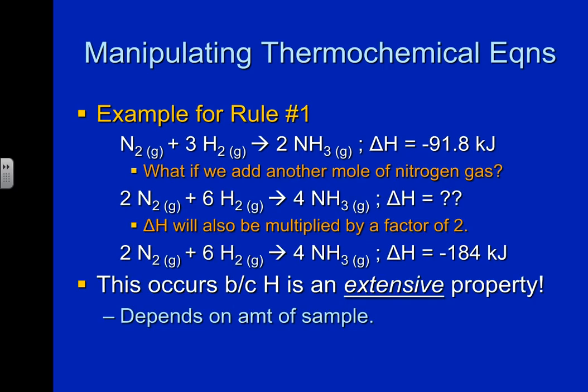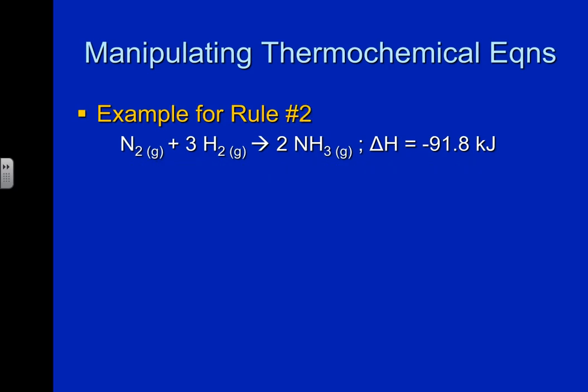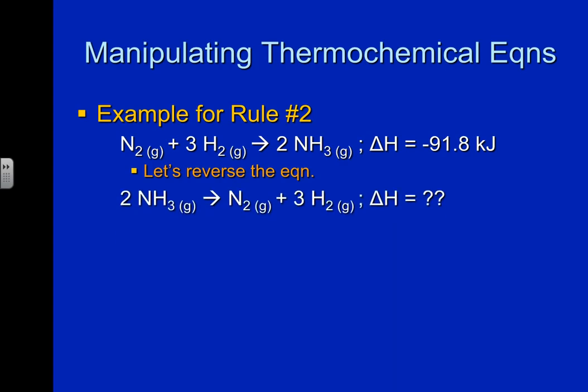Extensive. All right, so example for rule 2, we're going to deal with the same exact equation, but let's say we want to run it backwards. Let's say we made a whole bunch of ammonia, but oh man, we need nitrogen gas and hydrogen gas now. I don't know why we would do that, but maybe we do. So we have to reverse the equation. So here we have now just simply flip-flopped our reactants and products, and what will be the effect on our delta H? If you said you should probably reverse the delta H, then you would be correct.